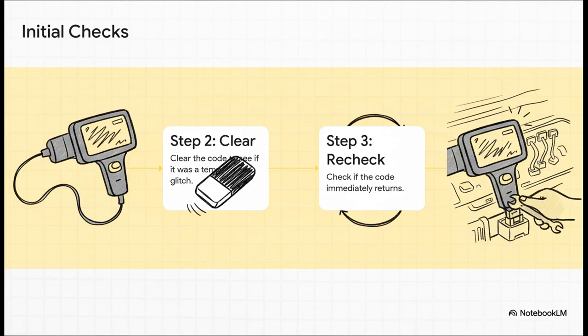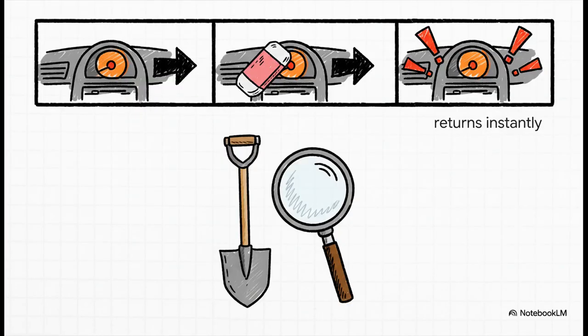You check all the plugs, make sure they're pushed in tight. You'd be surprised how often the solution is just a loose connection. But it's never that easy, is it? We've cleared the code, and boom, it comes right back. The connectors are all snug as a bug. This tells us one thing for sure. This isn't some simple glitch. We have a genuine fault on our hands, and it's time to dig deeper.